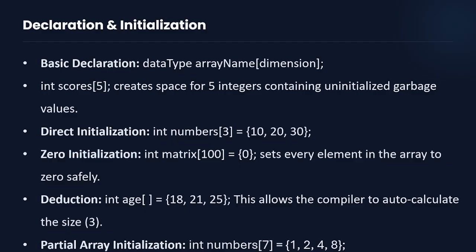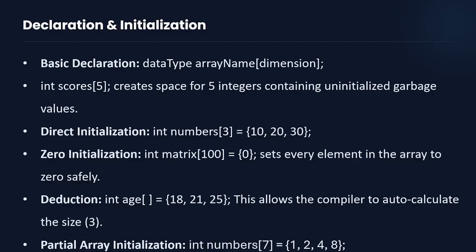Then we have the deduction. So this is basically creating an array, but you are not specifying the size. If you don't specify the size, you have to initialize the values you want to give the array. And in this case, the compiler will automatically determine the size of the array depending on the number of elements you have assigned to the array. So this allows the compiler to auto calculate the size, and in this case it's going to be 3.